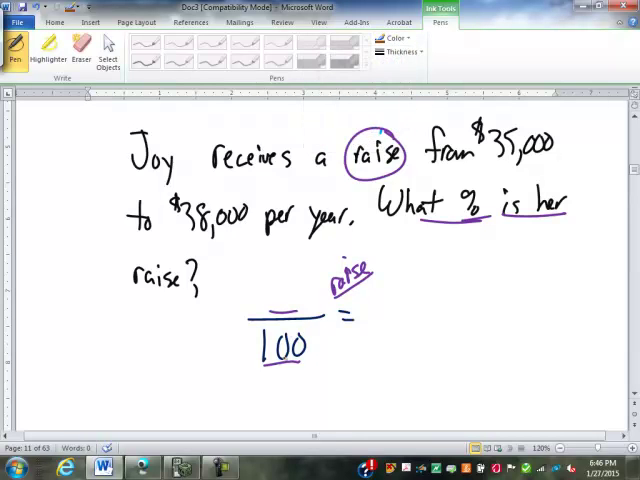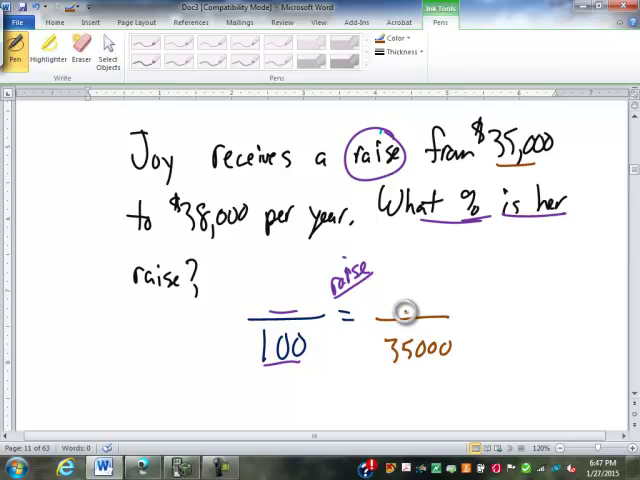Finding what represents the 100% is a little trickier here. Remember, we said the 100% is usually either the whole amount or the starting amount. In this case, both of them are really the whole amount. The $35,000 is the whole amount of what she got paid last year. $38,000 is the whole amount of what she's going to get paid next year. So the whole amount doesn't apply. So in this case, the 100% must represent the starting amount, which is the $35,000.